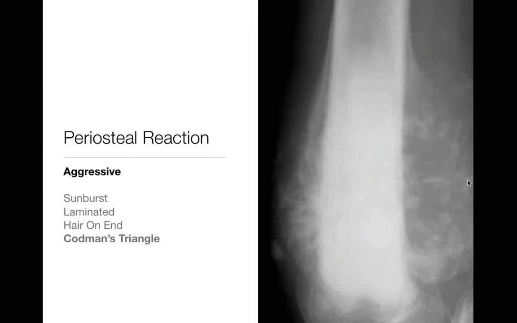Codman's triangle is where some of the periosteal fibers are lifted up and kind of displaced. So you get this displacement of the bone. You see there's periosteum right here kind of forming like this triangle with the underlying cortex. Another example on the other side.